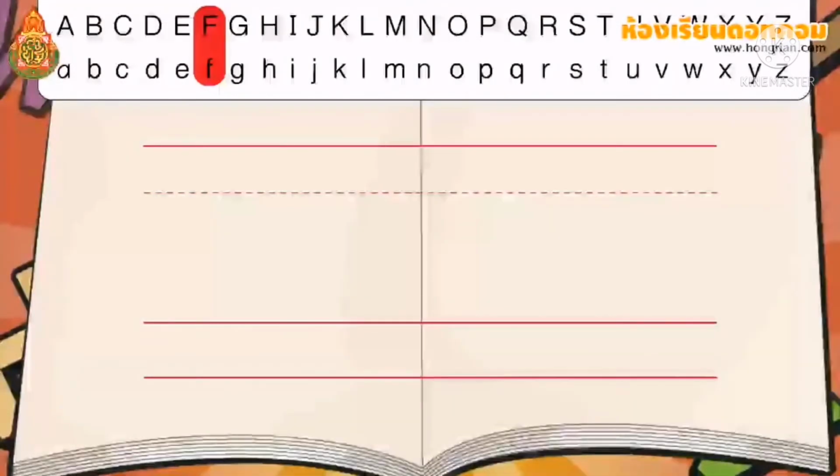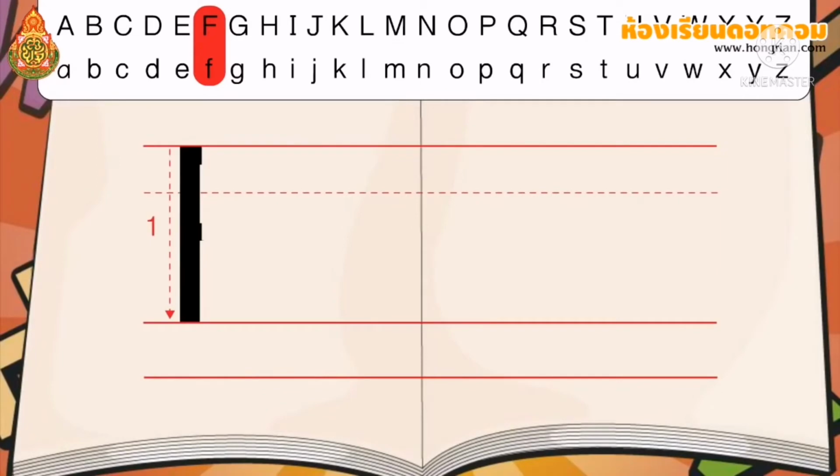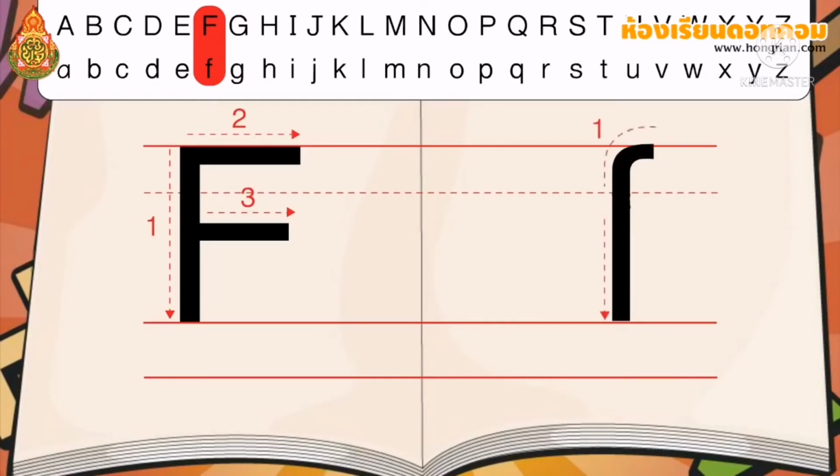Next, capital letter F. Start with 1, 2, and 3. And small letter F. Start with 1 and 2.